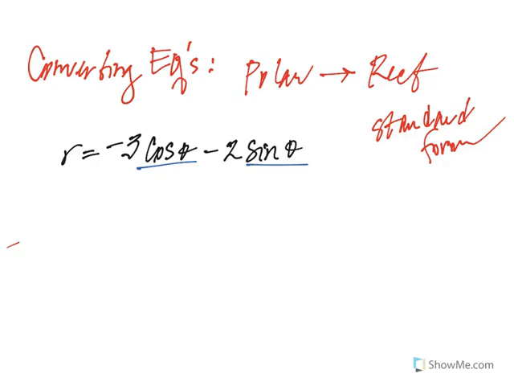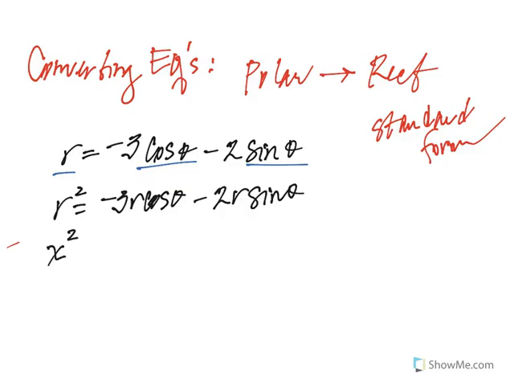All right, let's take a look at this one. These two are super close. They need r's, and it wouldn't hurt to have another r over there. I'm going to multiply everything then by r. That gives me r squared is equal to -3r cos theta minus 2r sine theta. And then I can start replacing r's and thetas with x's and y's. R squared is x squared plus y squared. -3r cosine theta is -3x, and that is minus 2y.